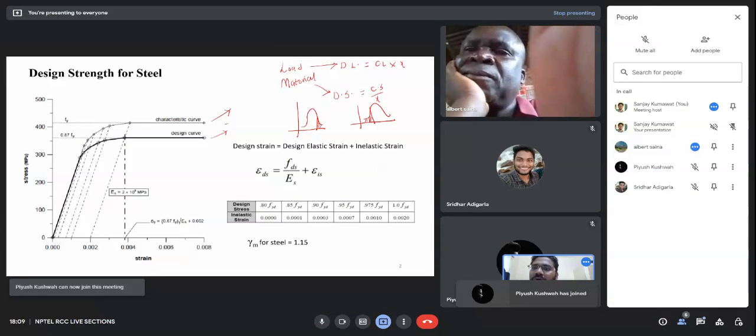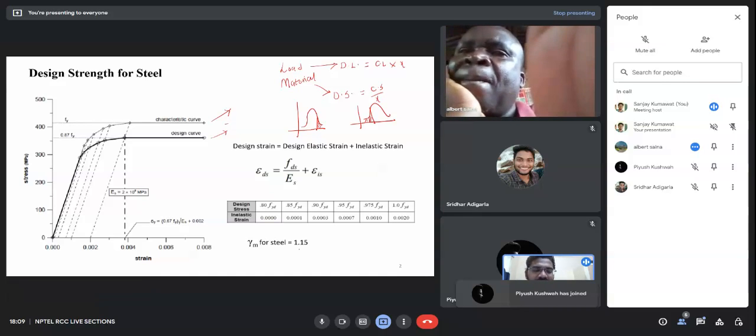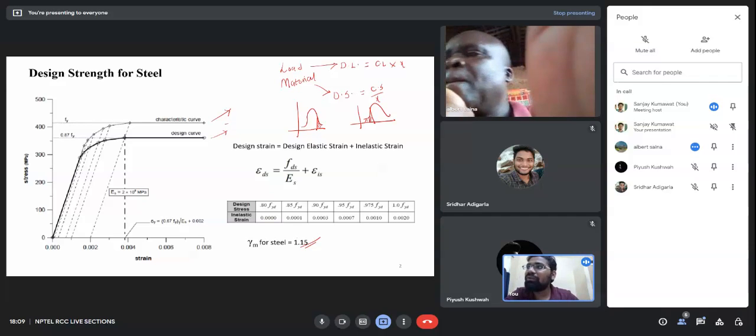1.78. Okay, so it is not 1.7. What partial factor of safety we take for steel is 1.15. So it is very important to know these values. For steel it is 1.15, for concrete it is 1.5. So again I am repeating for the newcomers.